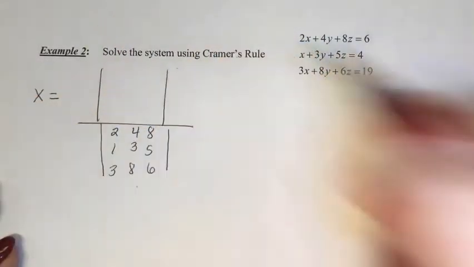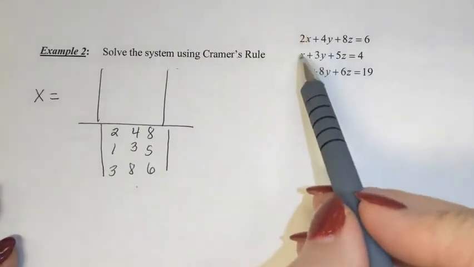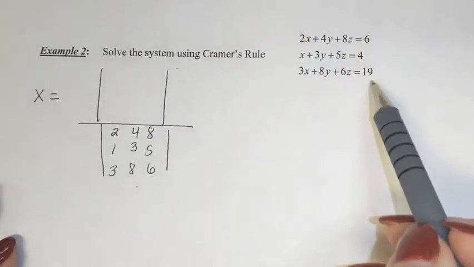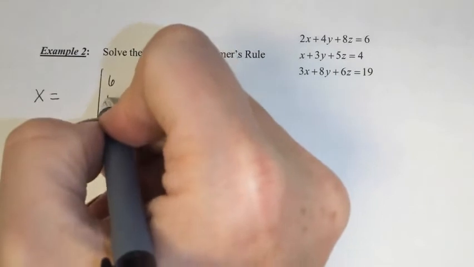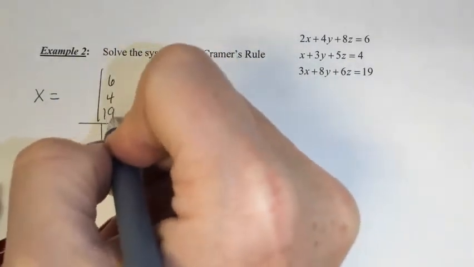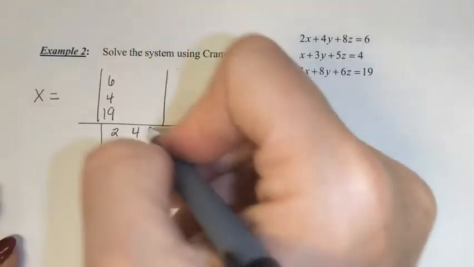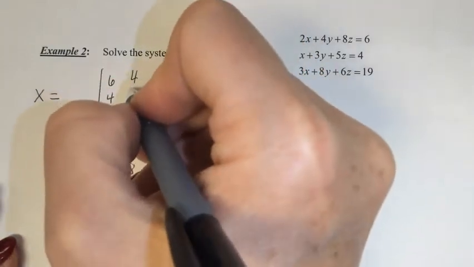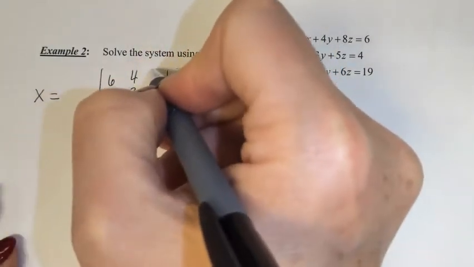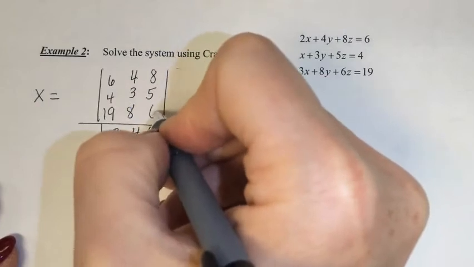And in the numerator, we have to replace that x column with the coefficients over there on the right. So let's just get those in there. 6, 4, 19. And then the y's are going to stay the same. So they're just going to be the same as the denominator, 4, 3, 8. And then 8, 5, 6 on the z.